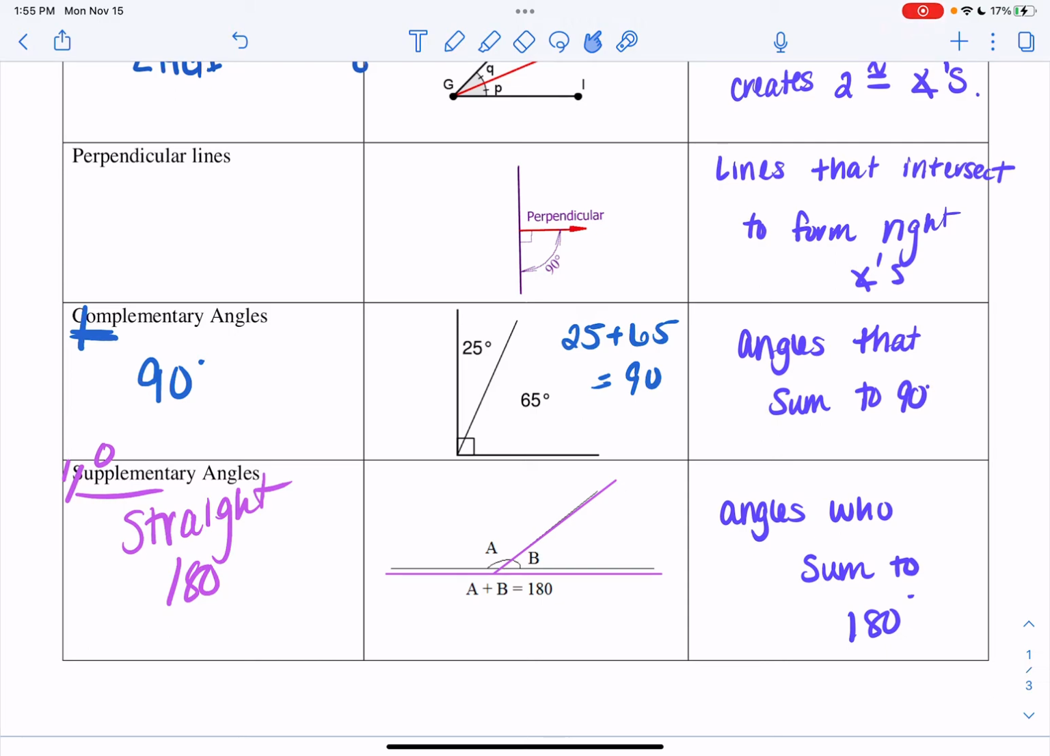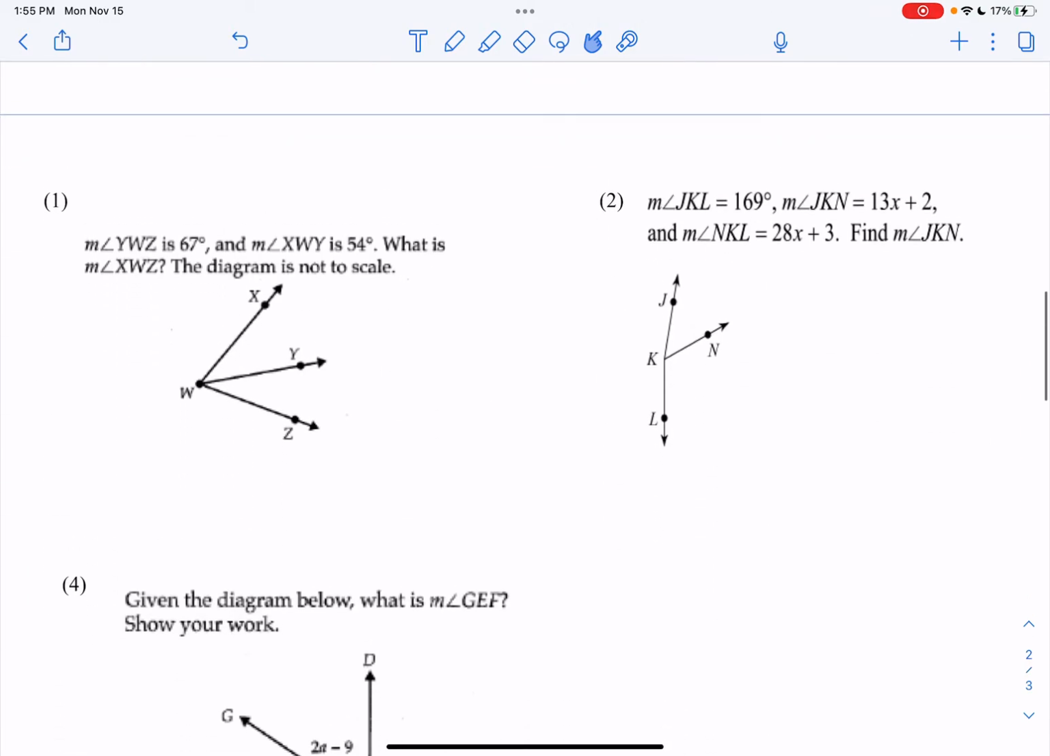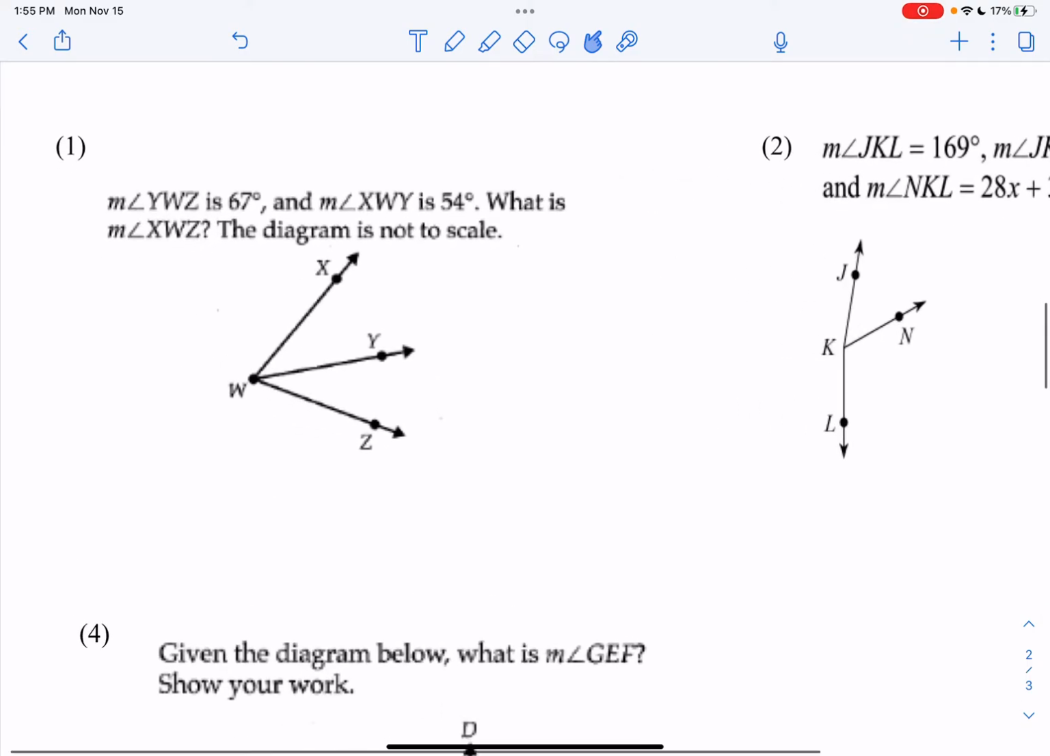Okay. Let's look at some practice problems. Question number 1. The measure of angle YWZ is 67, and the measure of angle XWY is 54. What is the measure of angle XWZ? Note, the diagram is not drawn to scale.